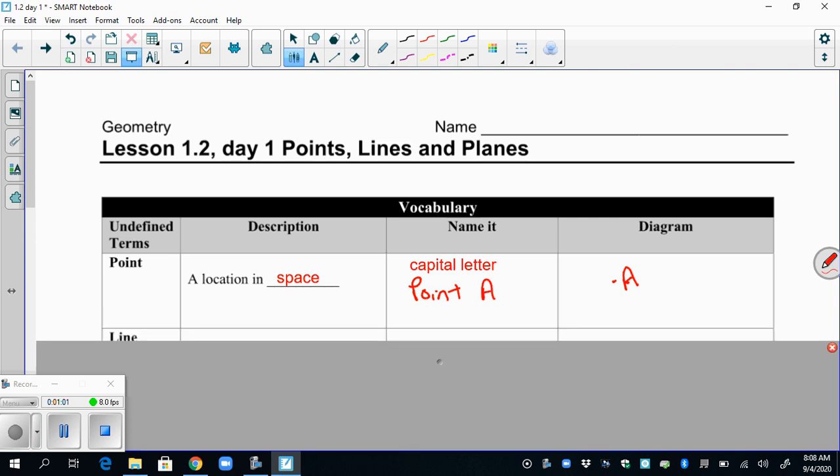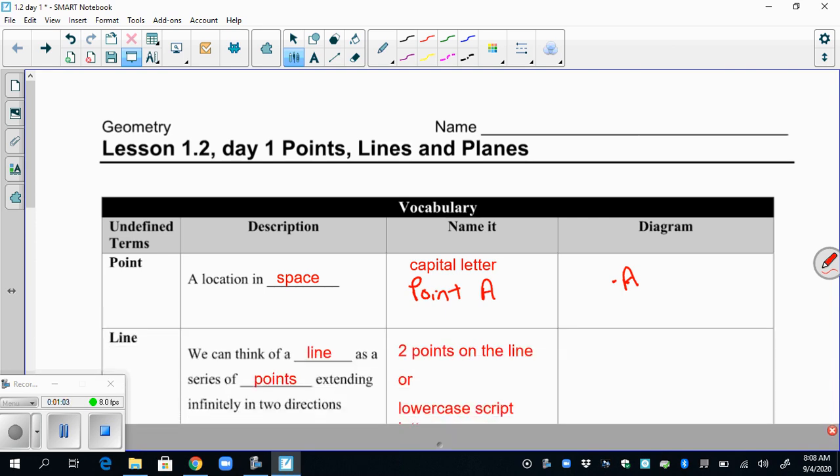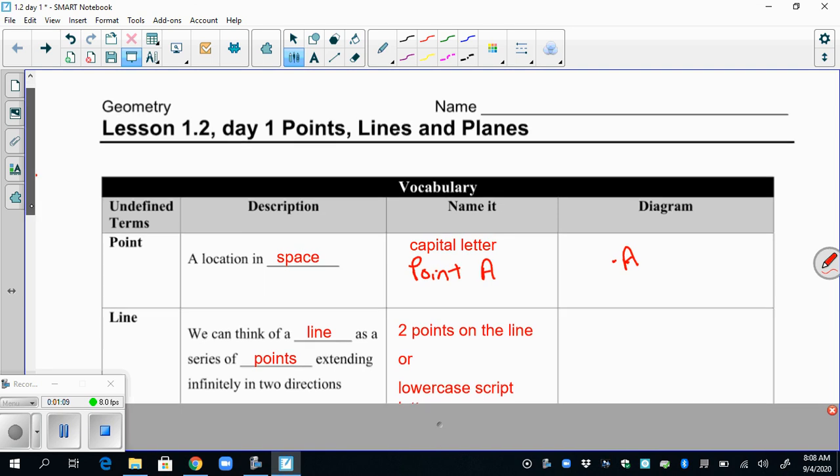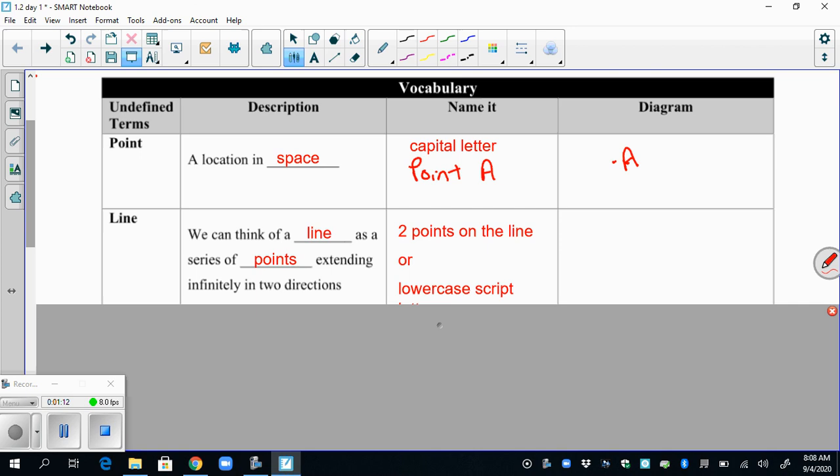A line is next. A line, we can think of it as a series of points extending infinitely in two directions. So when you see a drawing of a line, it's just a straight path. It's a whole bunch of points. There's an infinite number of points on that line, even though we can't see the individual points. However, we can put a couple of points on it, make it bigger so that we can see them, and we could name them. We could call this point X, this point Y, this point Z.